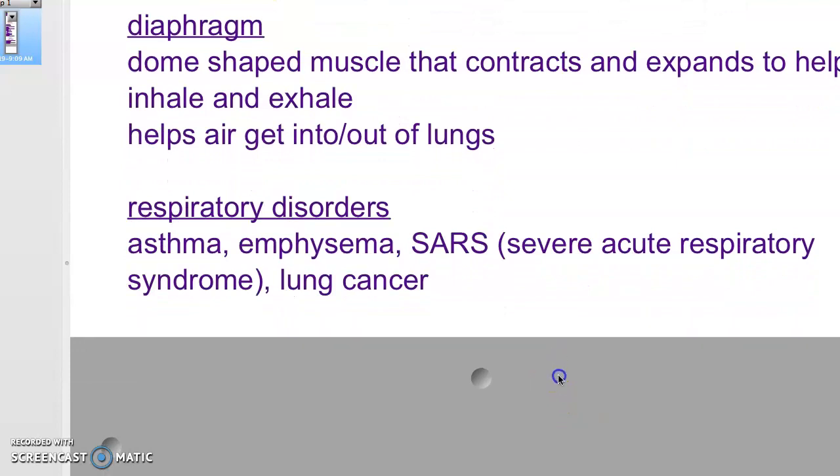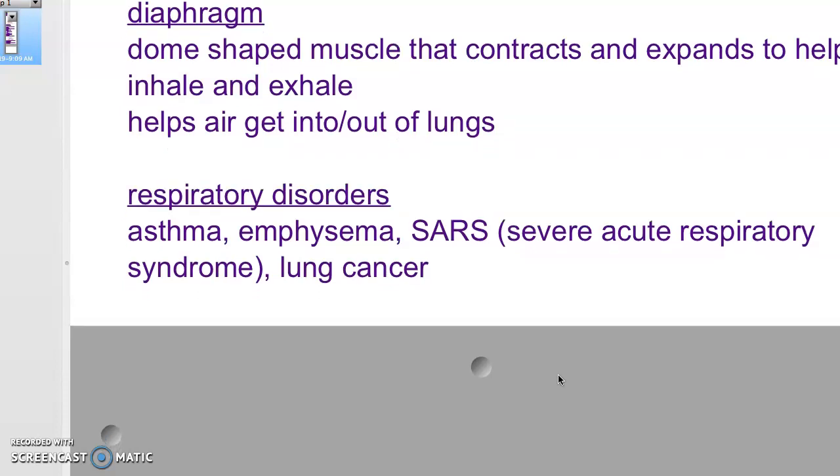So we know asthma, some of us have asthma. Emphysema is actually caused by smoking. Lung cancer typically can be most often caused by smoking, but sometimes just being around smoke can cause it. And we have what's called SARS. That's a respiratory syndrome that happens with various things like pollution and all of that.